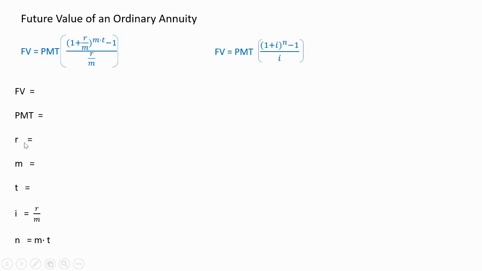So again, all these formulas require 7 things, right? There's 1, 2, 3, 4, 5, 6, 7. And these two formulas are the same formula because again, my R divided by M is the same thing as my I, and my M times T is the same thing as my N. That's why we have the same procedure as the previous section.